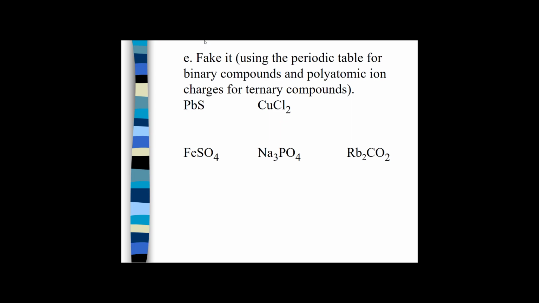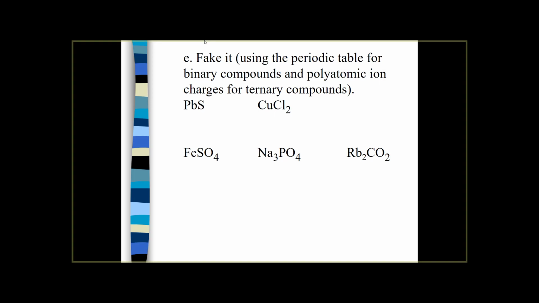And this is my favorite rule: fake it till you make it. So use the periodic table to help when you don't know where to start. And also you can use the charge on polyatomic ions. So let's look at this first one. We have lead sulfide, but is it lead 2 or lead 4 sulfide? Because lead can have one of those two oxidation numbers.